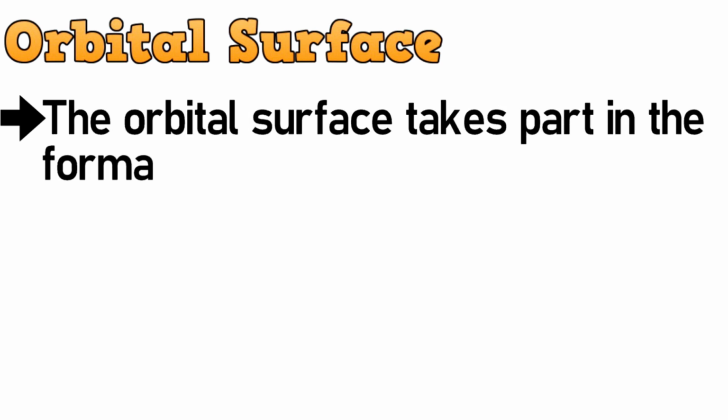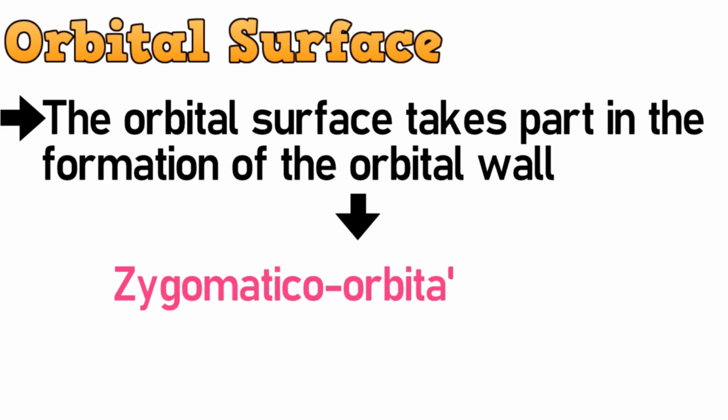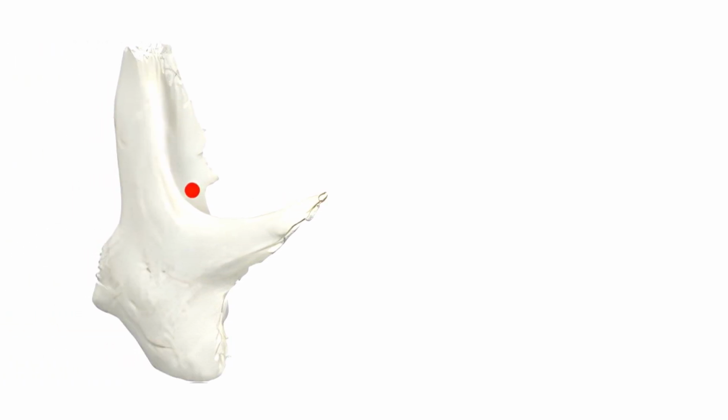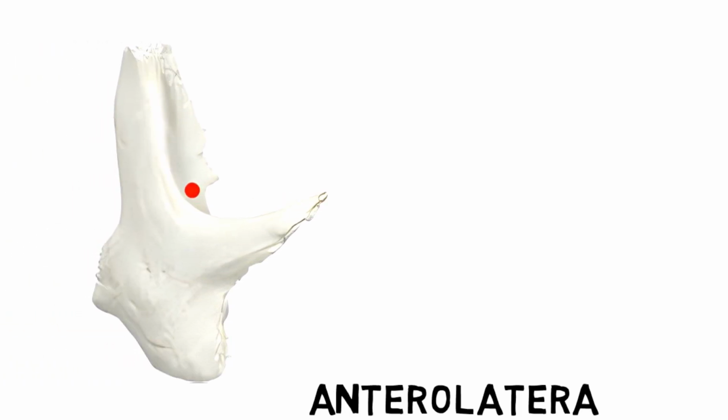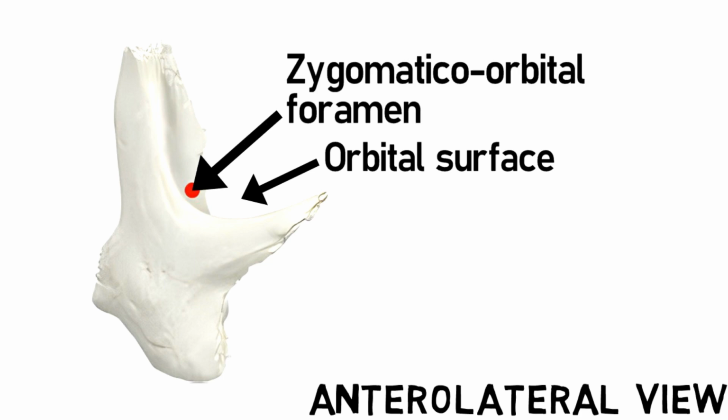First is the orbital surface. The orbital surface takes part in the formation of the orbital wall, and there is a foramen present on this surface called as the zygomatic or orbital foramen. We will discuss more about the foramens later in the video, but for now let's take a look at the orbital surface. This is the anterolateral view of the bone, and this is the orbital surface which takes part in the formation of the orbital wall. This is the zygomatic or orbital foramen.